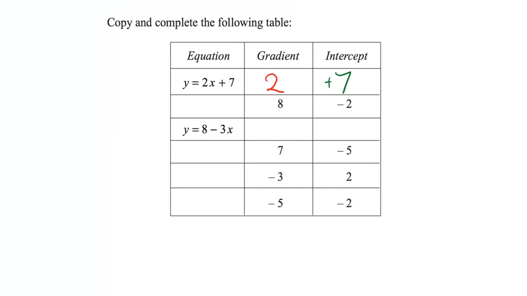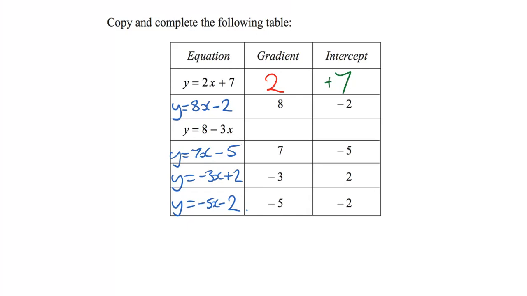Now, if I'm trying to write out that equation, and I know what that gradient and y-intercept are, it's quite simple to do because I can have y is equal to that gradient x plus that intercept. So it's going to be 8x minus 2 in this case. Let's skip one and come back to that, and we'll write these other ones out. Y equals 7x minus 5. Y equals minus 3x plus 2. Y equals minus 5x minus 2. So if we're given that gradient and that y-intercept, it is very straightforward to write the equation.